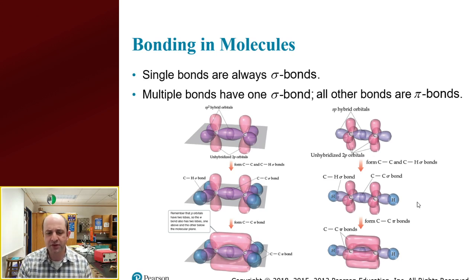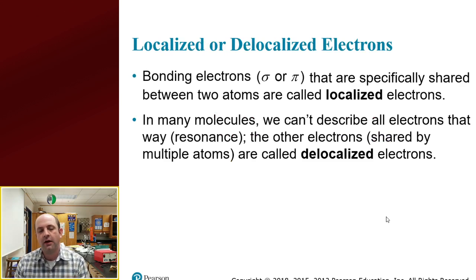So whenever you're counting, you say every bond is a sigma bond automatically, and then the double bond adds in a pi. The triple bond adds in a second pi. So that's where we're going with that. That's how you count how many bonds you have. All right, the last thing we're going to look at is how do we talk about localized or delocalized electrons?